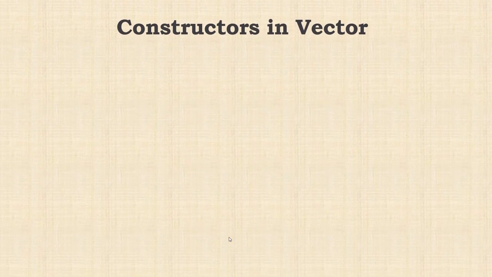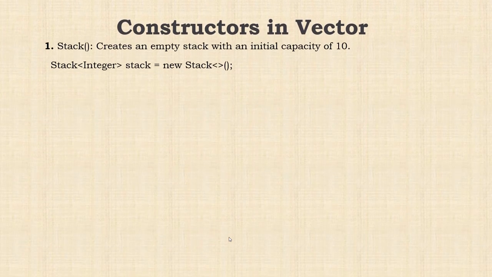Now, the constructor in Stack creates an empty stack with an initial capacity of 10. The initial capacity is the same as ArrayList and Vector, so it is also the same for Stack. Like this we can create a new stack, and you specify the type of stack you want to create, like Integer, String, Long, Double.